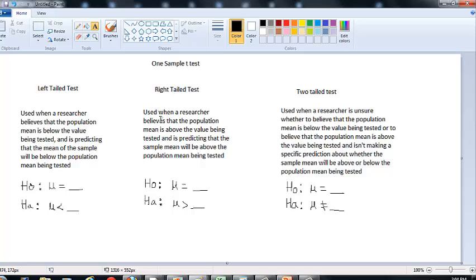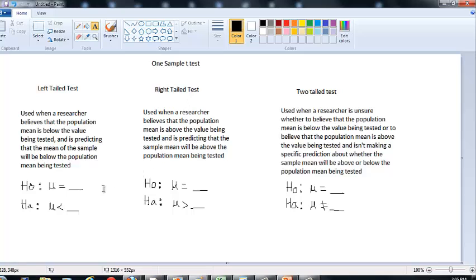A researcher who's doing a right-tailed test has a reason to believe that the population mean is above the value being tested, and is predicting that the sample mean will be above the population mean being tested. So a researcher who is testing whether the mean is 23 and has a reason to believe that it's actually above 23 and is predicting that their sample mean will be above 23 is doing a right-tailed test.